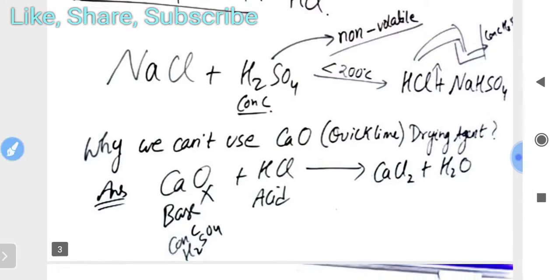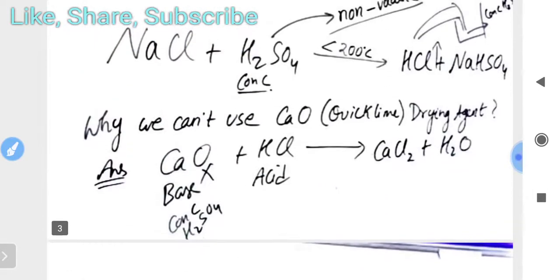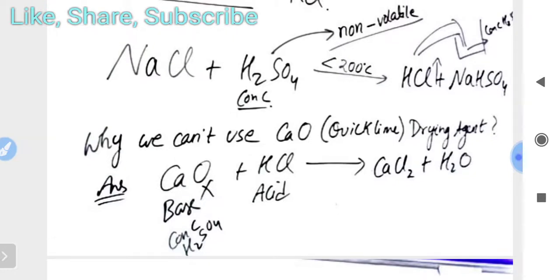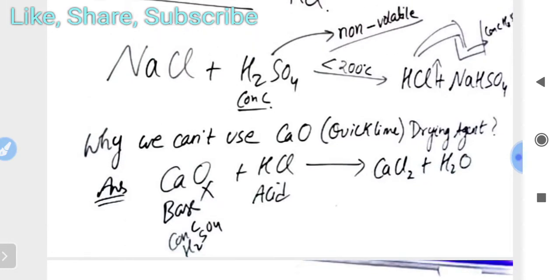That's why we use H2SO4 as a drying agent. Okay, so in this reaction also you can see that H2SO4 acts as a drying agent here. Okay, and two things are there. One thing is drying agent, and second is dehydrating agent.